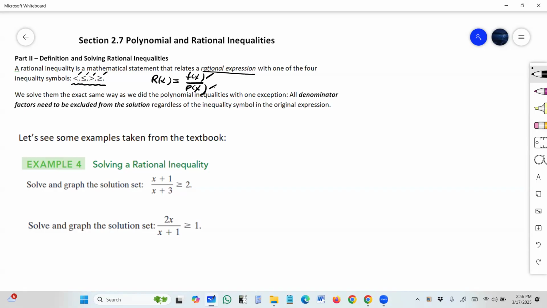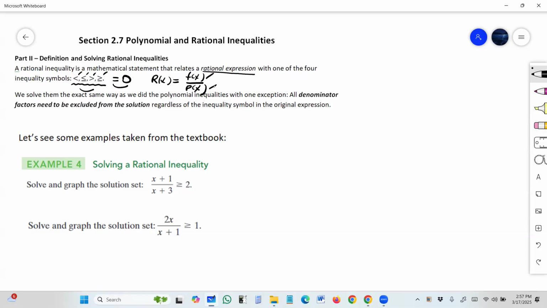Now we're going to solve it the exact same way. We're going to set the inequality to zero, so we're going to have one of these four symbols and zero on the right. We're going to then completely factor the polynomial on the left side. Once it's fully factored by one of the known factoring techniques that we've discussed before, we're going to set each factor equal to zero and solve for x, just as we did before.